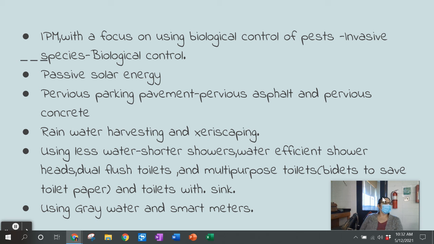If you are using less water, don't just say use less water. Say take shorter showers. Install a more efficient low flow shower head.